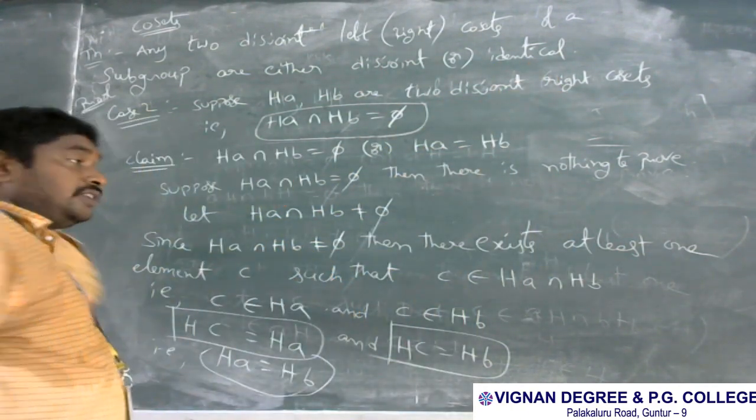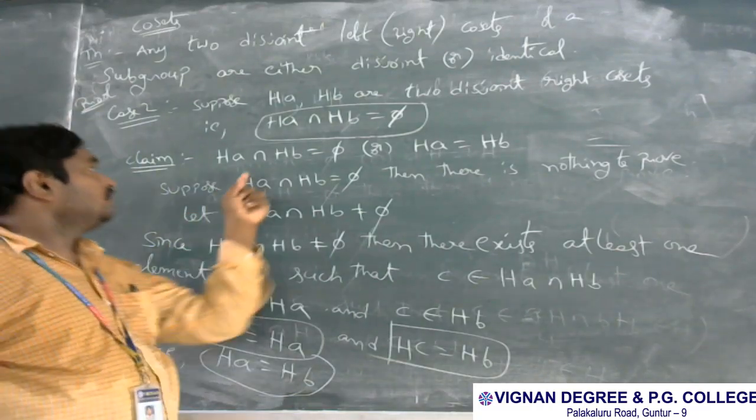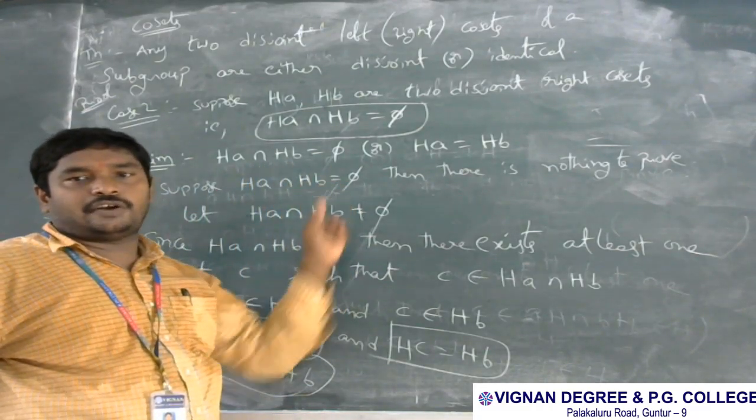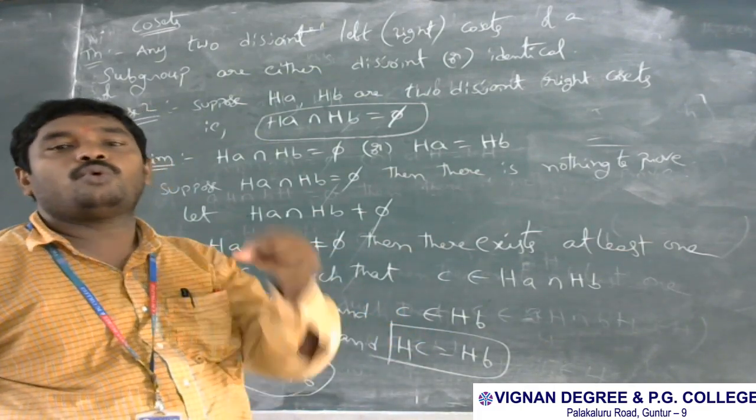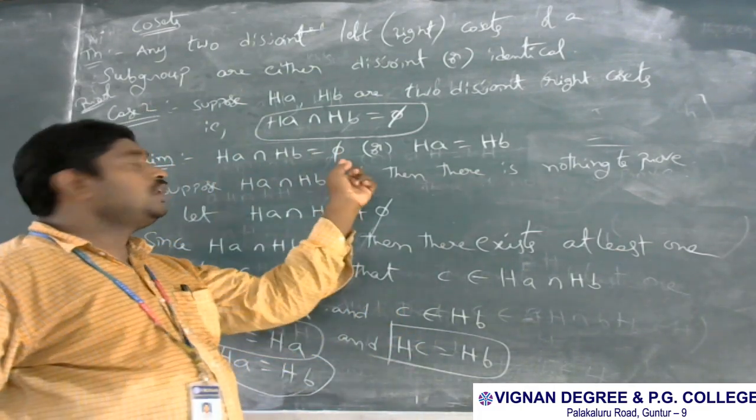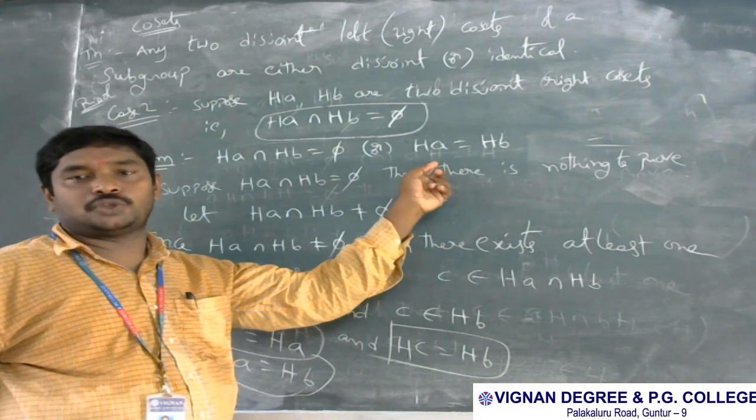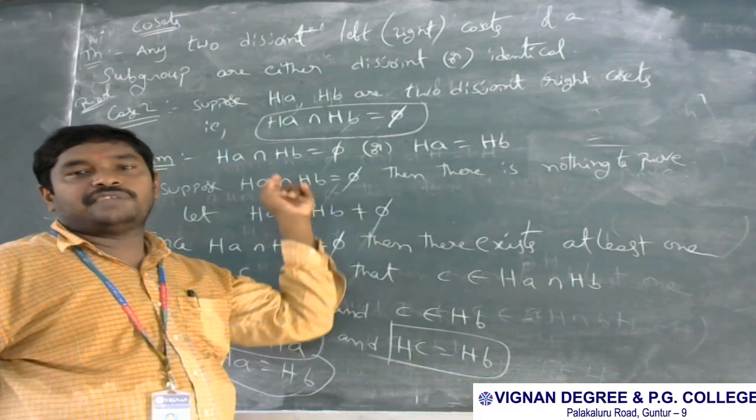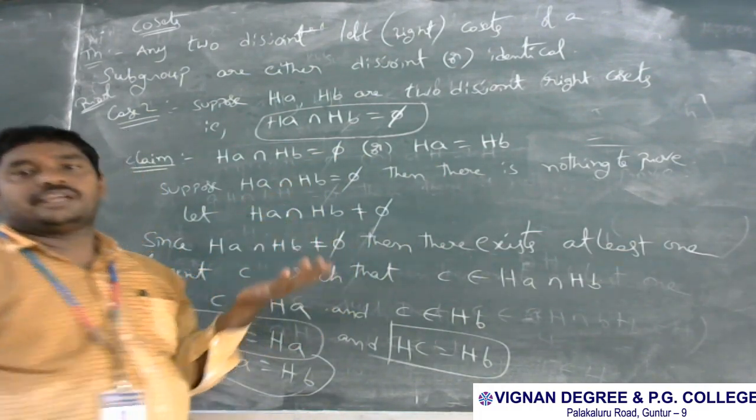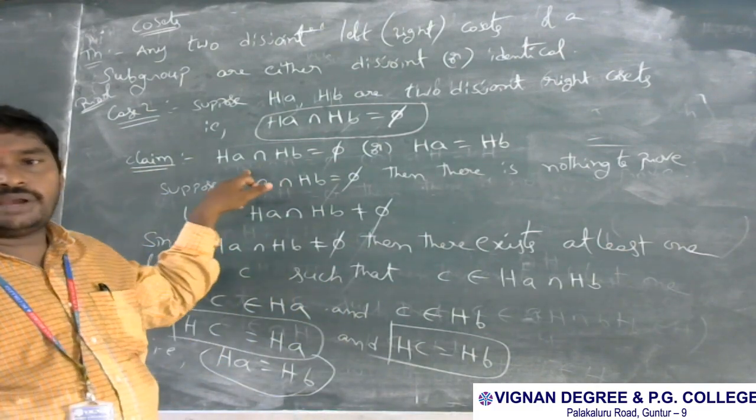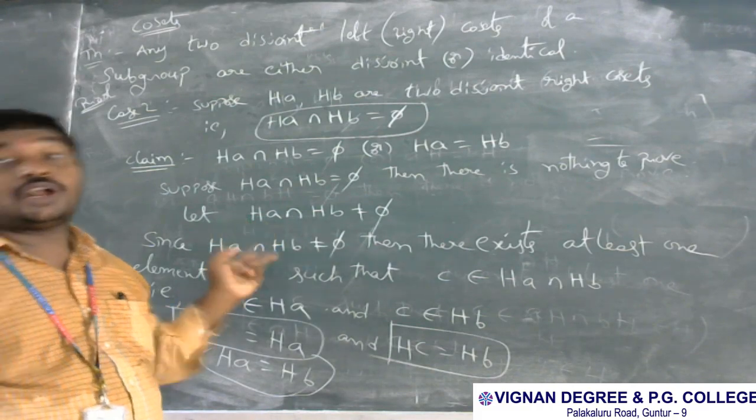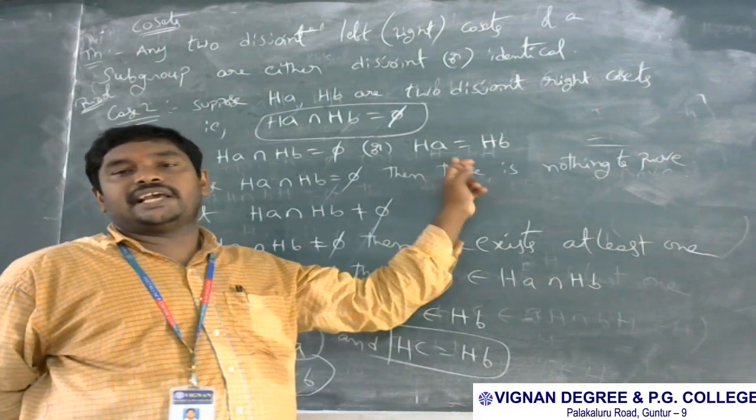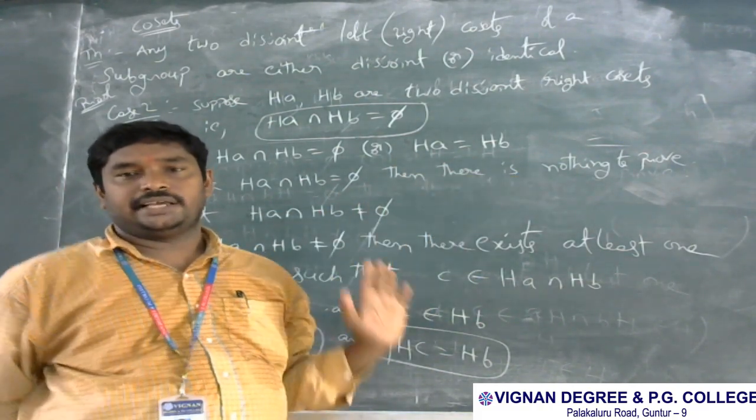So next, suppose HA intersection HB is equal to empty set, then there is nothing to prove, because we have to prove only one case, only one among these two. That's why I am taking HA intersection HB is not equal to empty set. So now I am going to prove HA is equal to HB.